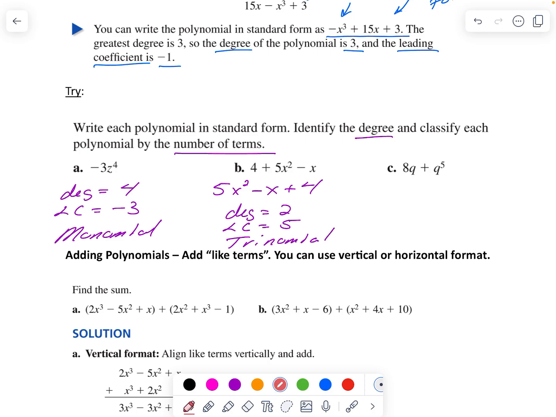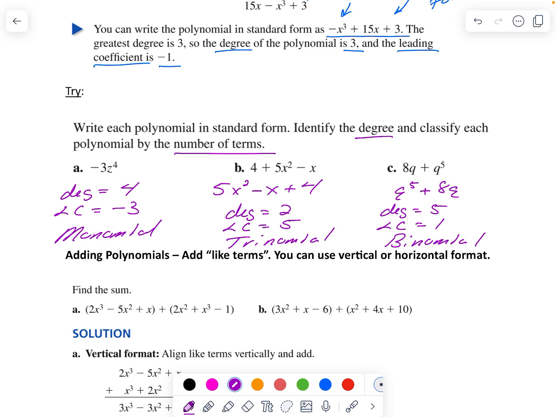This last one, to put it in order, it would be that first, then that. The degree is 5. Leading coefficient, invisible 1. And it is a binomial.